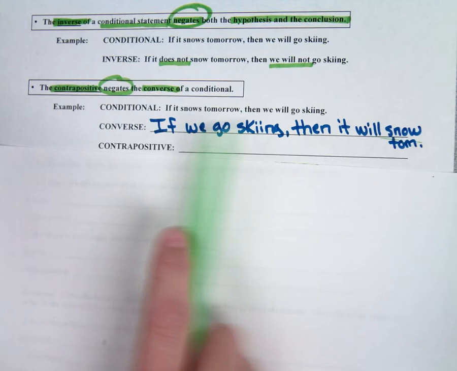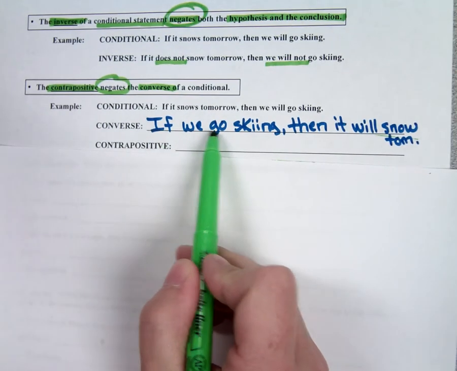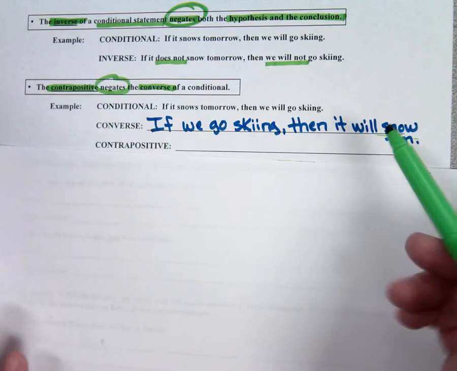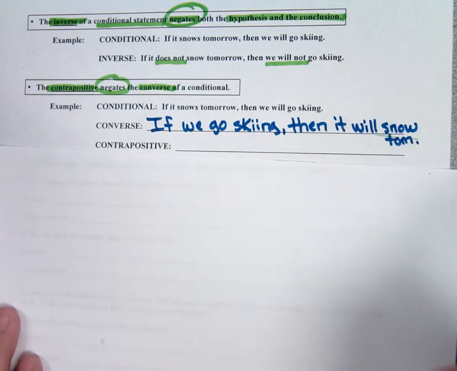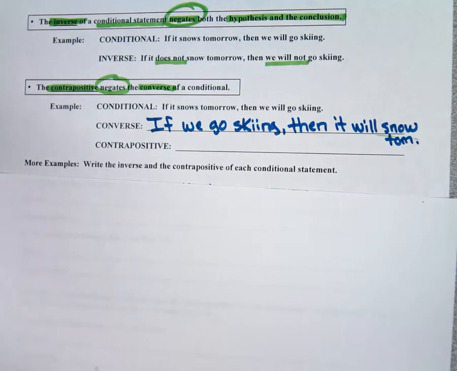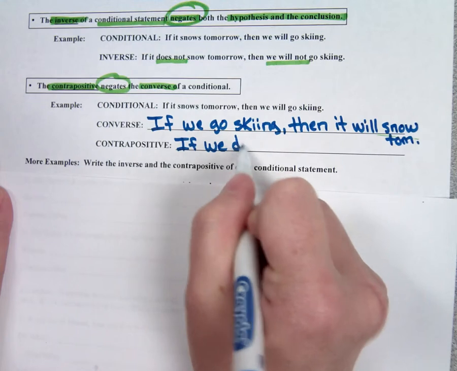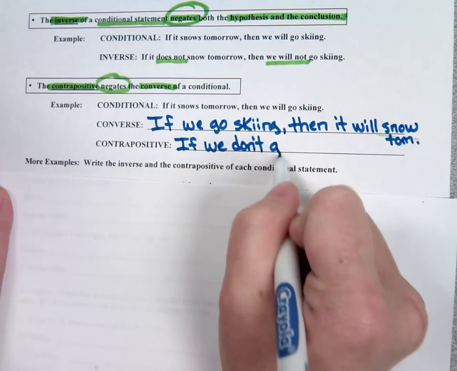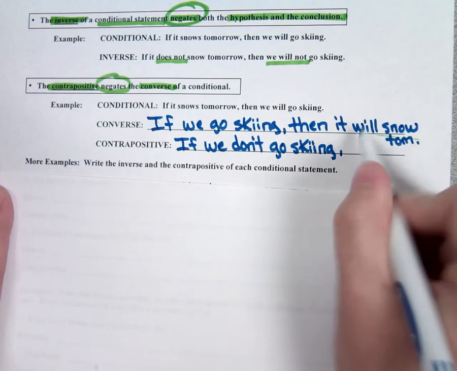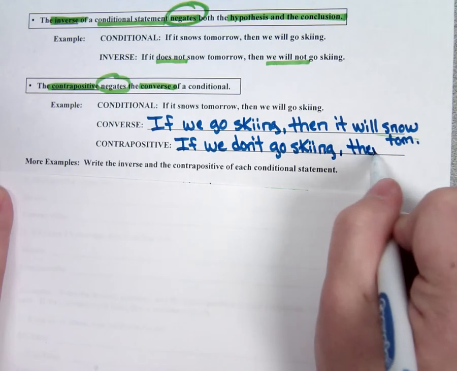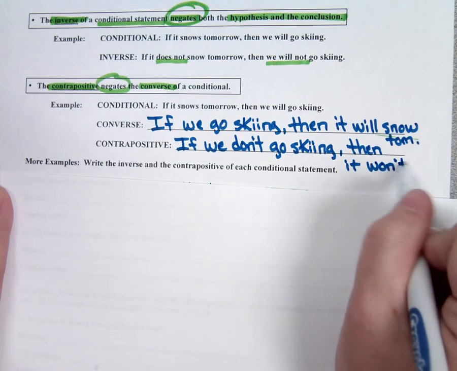It's going to make this negative. So instead of "if we go," it will be "if we don't go skiing." And then instead of "then it will snow," it will be "then it won't snow." So if we don't go skiing, then it won't snow.